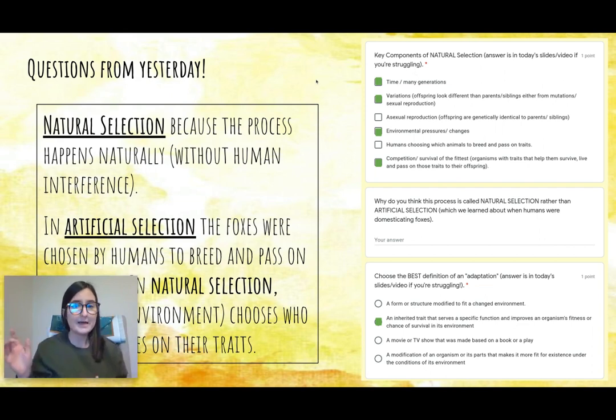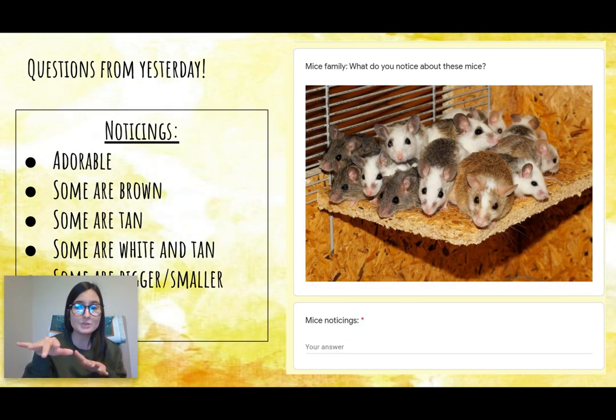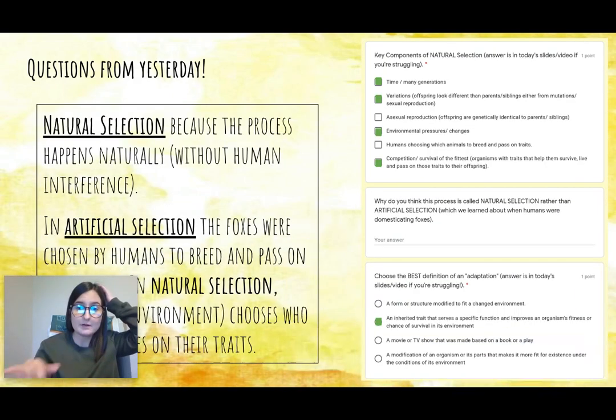This one, some key components of natural selection. I went over this in my last video. Time, many generations. It doesn't just happen in the blink of an eye. It takes a pretty long time. Variations are super important. If all the offspring looked identical, this couldn't happen. They would probably all die. You have to have some kinds of variations. You have to have a whole bunch of mice that all look a little bit different from each other, and some of them are going to be better at surviving than others.